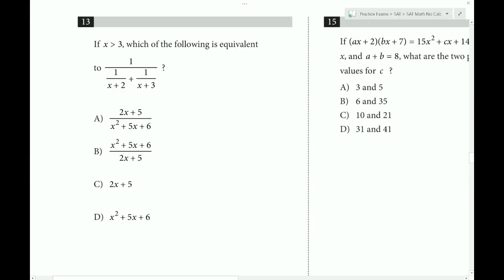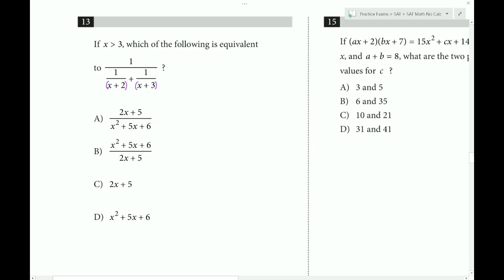Okay, question 13. If x is greater than 3, which of the following is equivalent to this? Right, so the first thing I would like to do is to combine these two separate terms into one. And the way that I do it is via a cross multiplication.